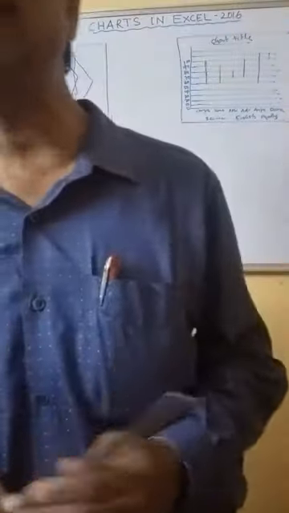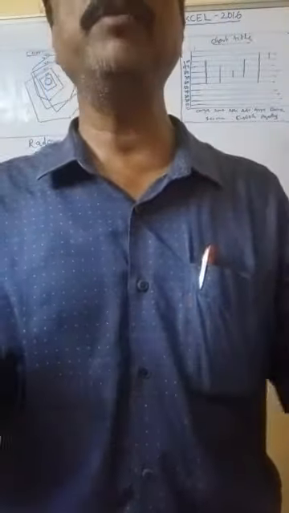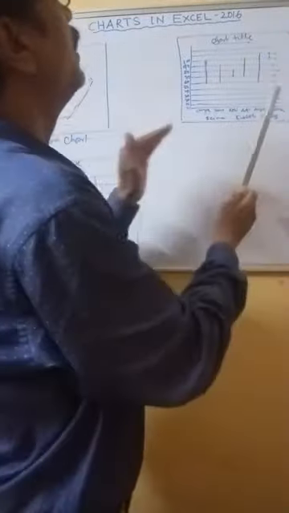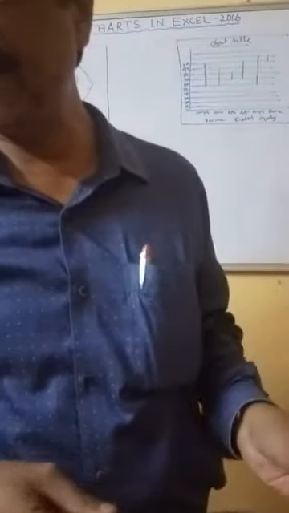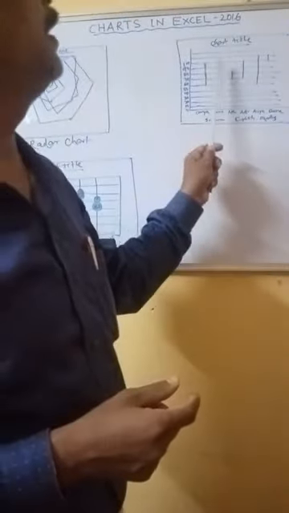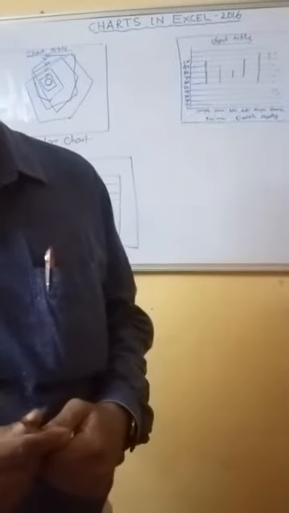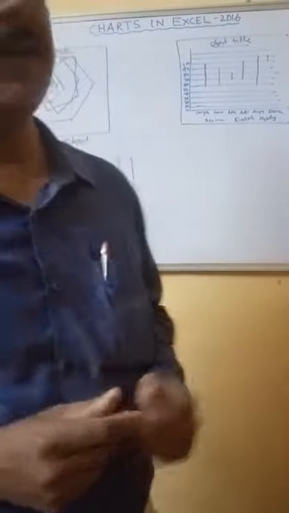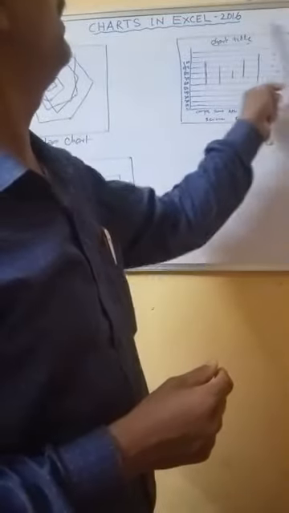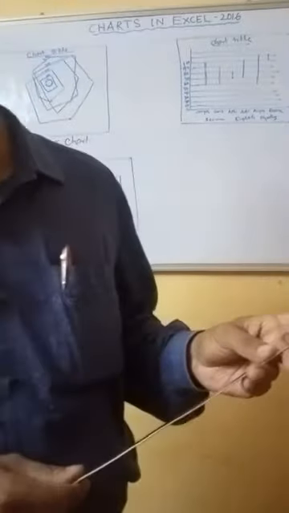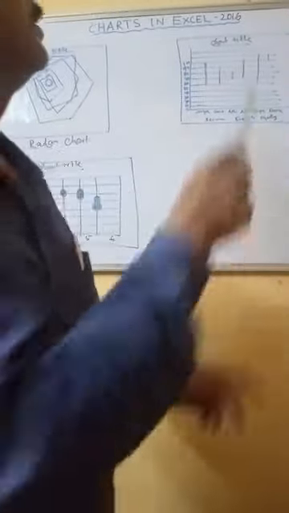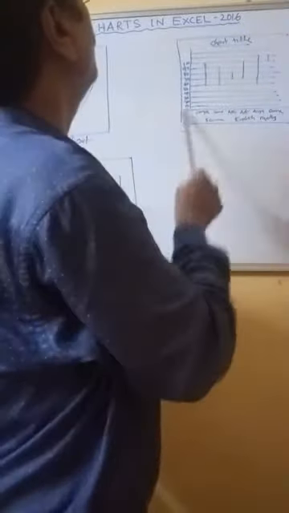The next thing is resizing the chart. How can the area be reduced or enlarged? The chart area, if you want to enlarge it or make it small, that is resizing. There are two steps. Click on the chart area here. When you click it, dots will appear in the boundary line of the chart, and these are called corner handles.